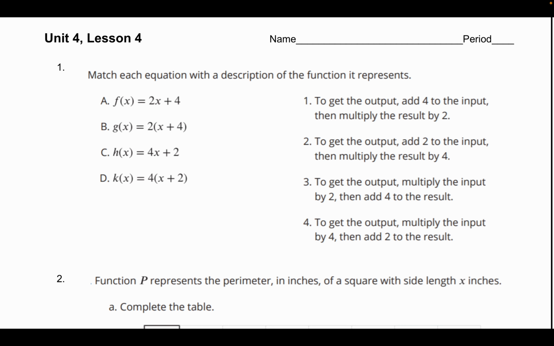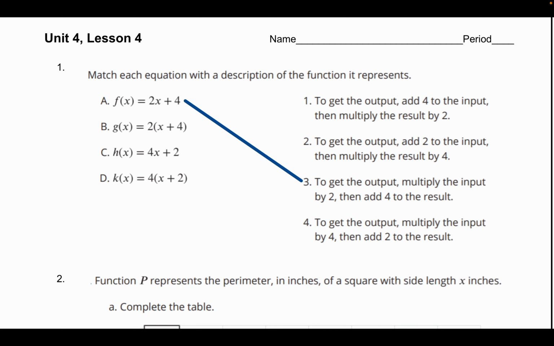So our first function here is telling us that the function f takes x, multiplies it by 2, and then adds 4. So we're going to do the multiply part first. So x is considered our input, so we want to multiply our input by 2 and then add 4 to the result. So this is going to match up with number 3 right here. I'll make that line a little bit thicker just so it's easier to see.